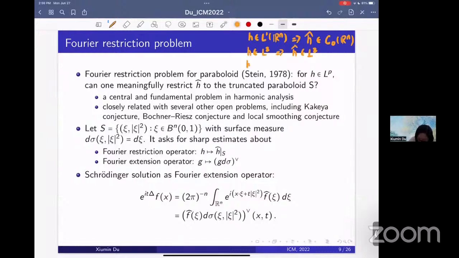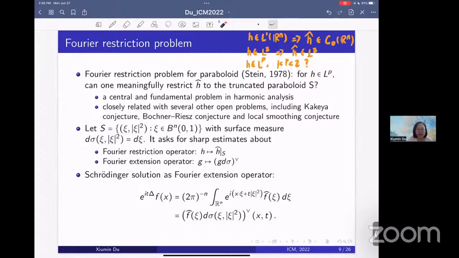Now, what happens if h is an Lp function, where p is strictly between 1 and 2? The question is that, given an Lp function h, can we meaningfully restrict its Fourier transform h hat onto a subset of zero Lebesgue measure? Well, Stein observed that if that subset is a hypersurface with non-vanishing curvature, then the answer is yes. After restriction, h hat on that hypersurface is some Lq function for some q depending on p.